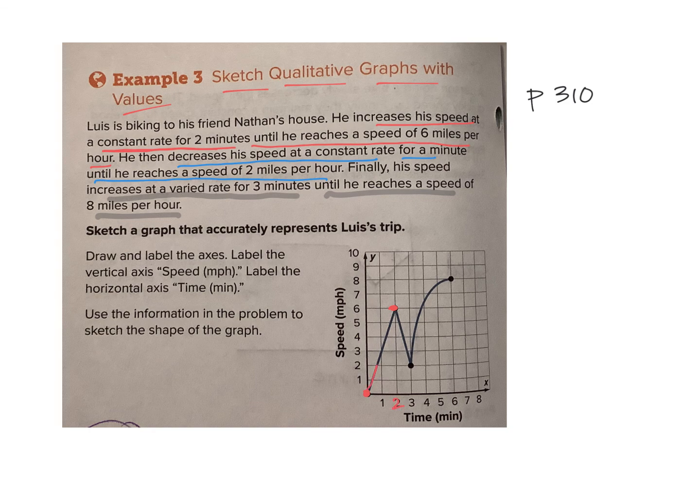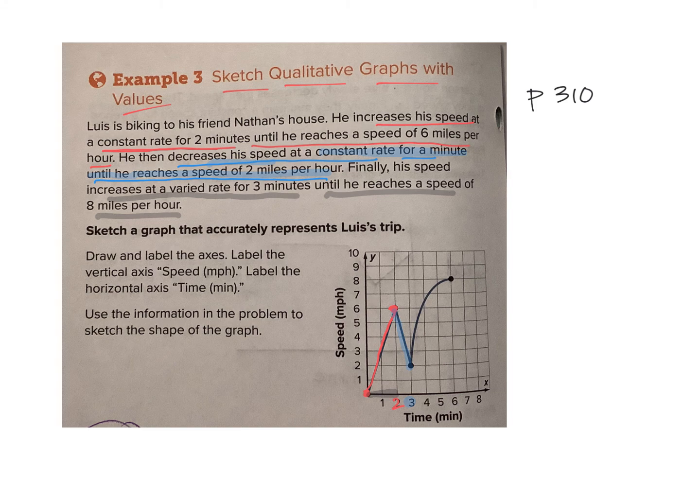So he's increasing, so up, up, up, up, up until you get 6 miles per hour, and that took 2 minutes. So you can see on the graph that went for 2 minutes. Okay, now the next part is in blue. Now he's decreasing his speed at a constant rate for a minute until he reaches 2 miles per hour. So for a minute, I only can go over to the 3. So you can see it's decreasing at a constant rate until he gets to the 2 minutes.